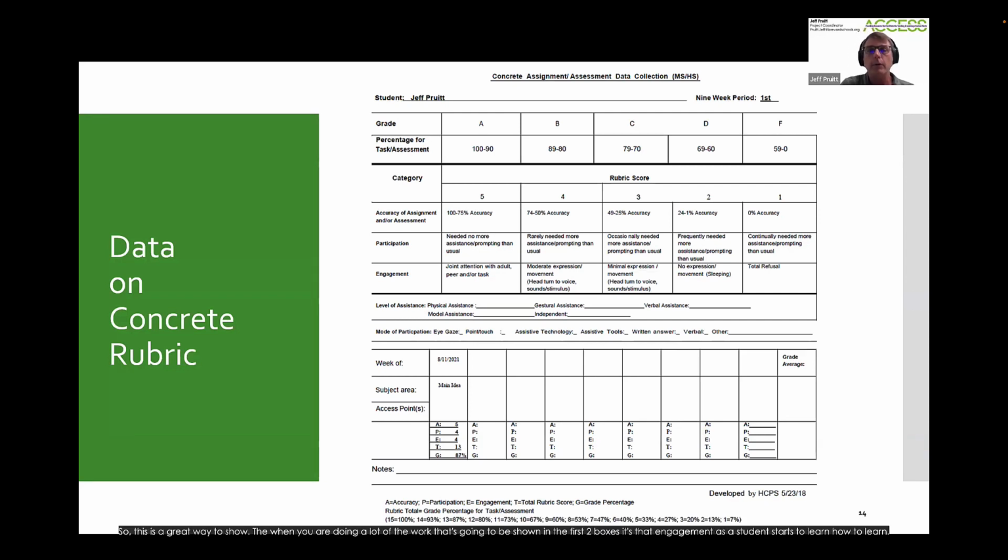So this is a great way to show when you are doing a lot of the work that's going to be shown in the first 2 boxes. It's that engagement as the student starts to learn how to learn, the engagement starts to go up, and then the participation starts to go up, and then hopefully after a while the accuracy goes up. So that's how it works.